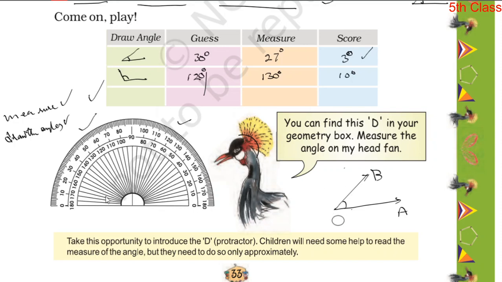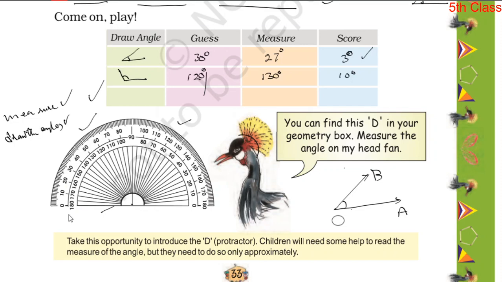What is that? Here, if you observe the protractor, this is called the center point of the protractor, and this is the zero to zero line of the protractor. That is called the baseline of the protractor. This is the baseline of the protractor, and this is the center of the protractor. If you observe this protractor, we will have two scales. This is the outer scale and this is the inner scale. A protractor has two scales, inner and outer scales.